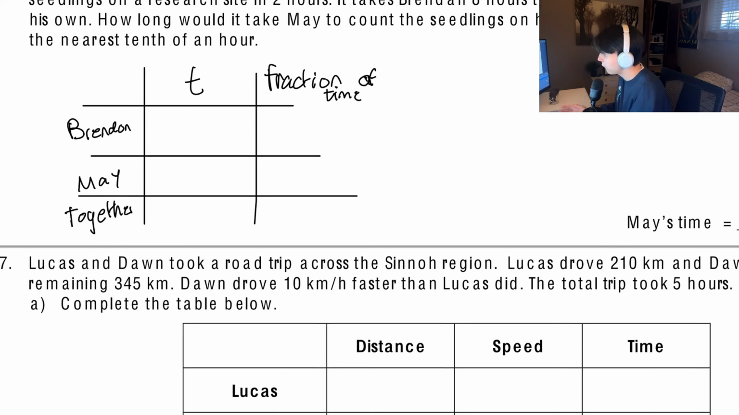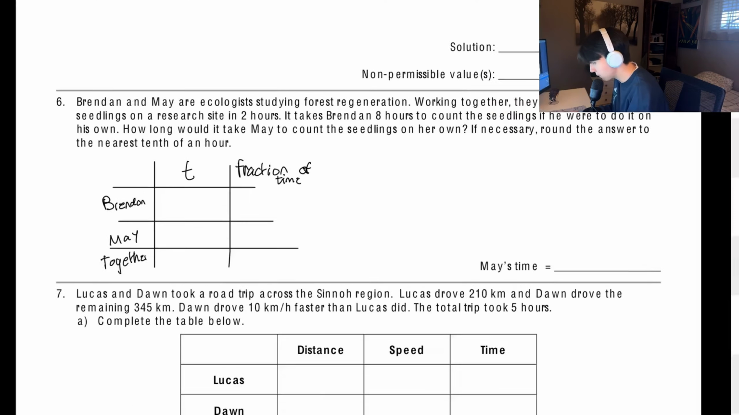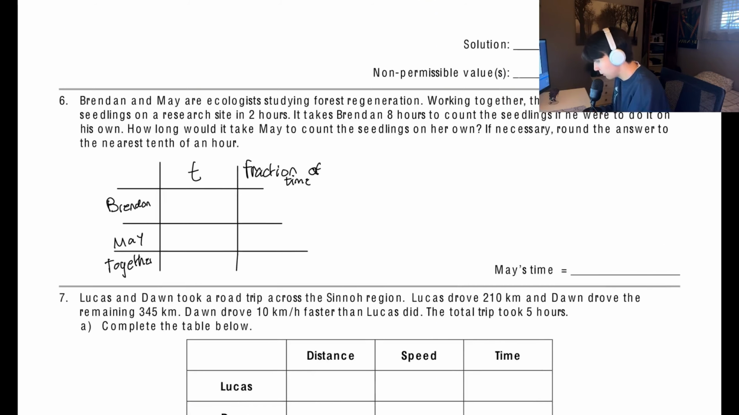Okay, now that we have this chart here, we need to actually fill it out. So let's see. It says that it takes Brendan 8 hours if he were to do it on his own. So we're going to put 8 for Brendan.